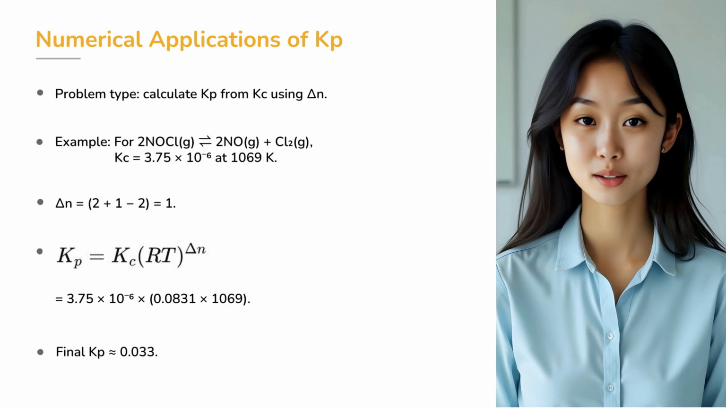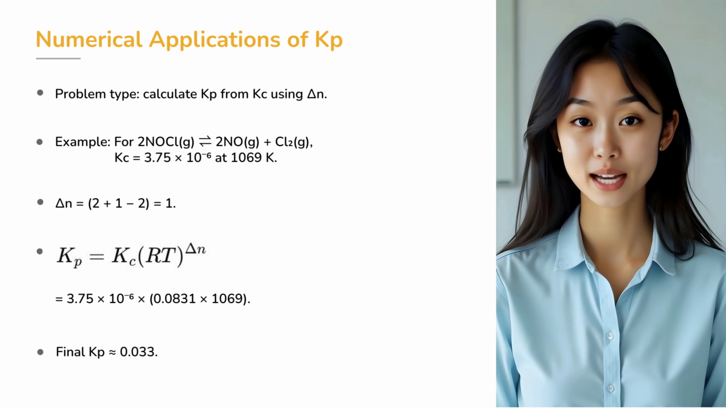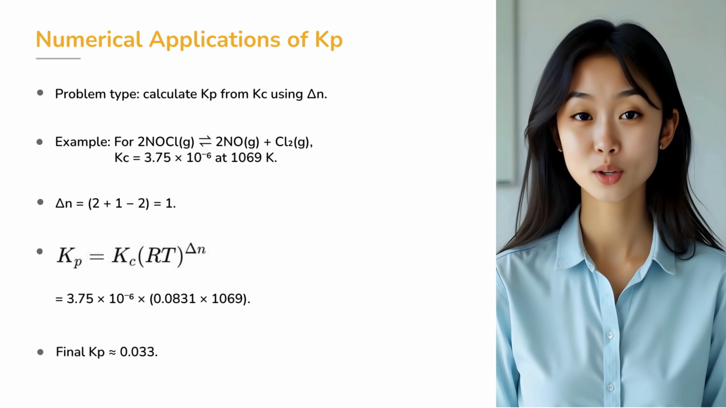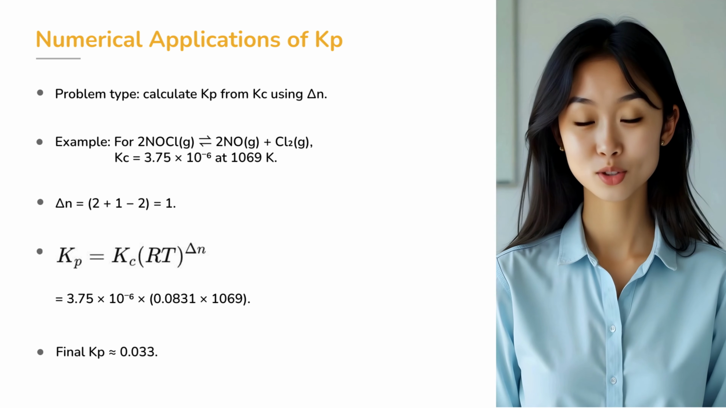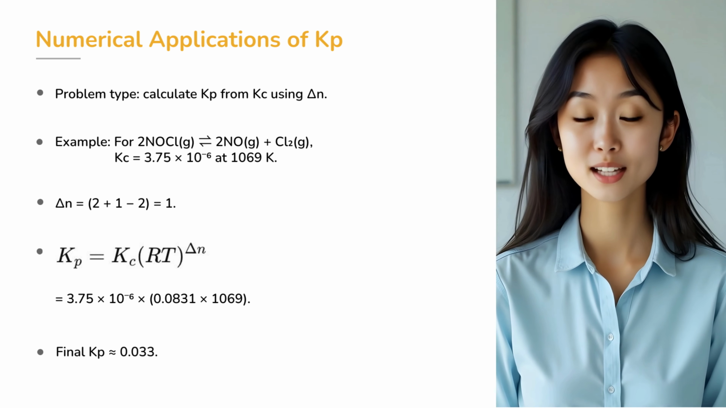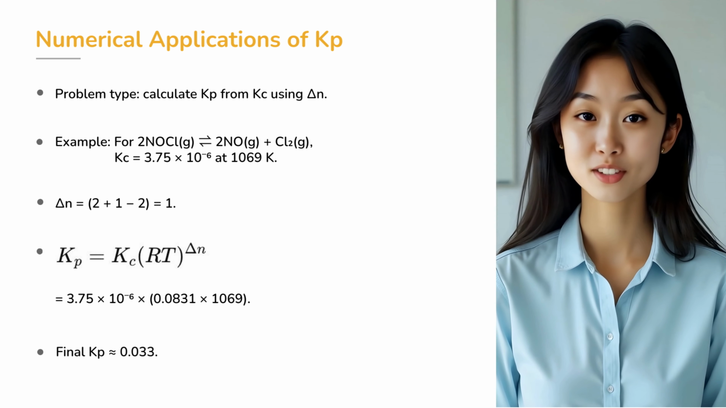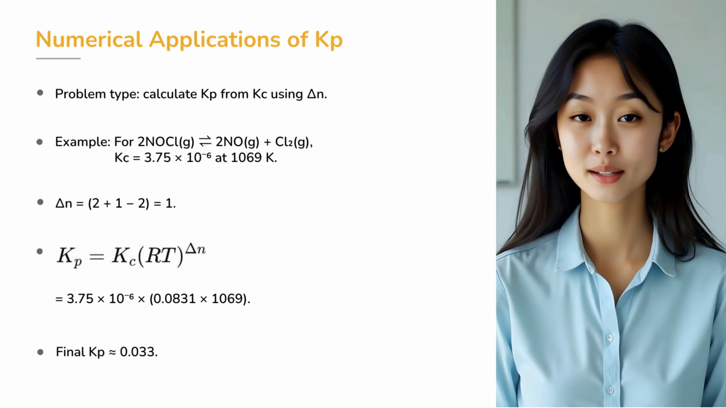Substituting the values, we get Kp equals 3.75 times 10 to the power minus 6 multiplied by open bracket 0.0831 times 1069 close bracket. The final answer comes to about 0.033. This example shows why checking the value of delta N is crucial before converting between Kc and Kp.